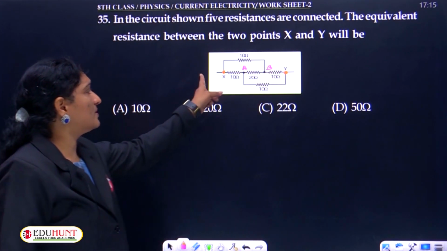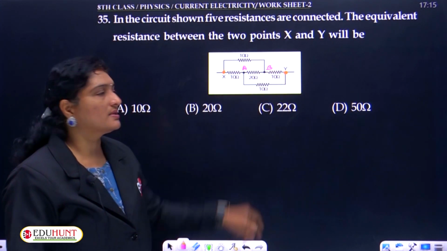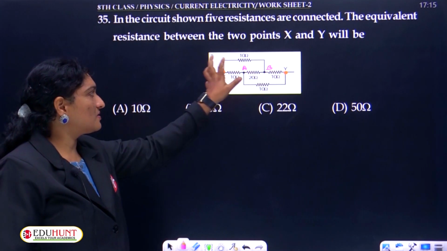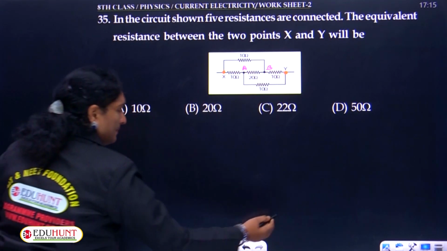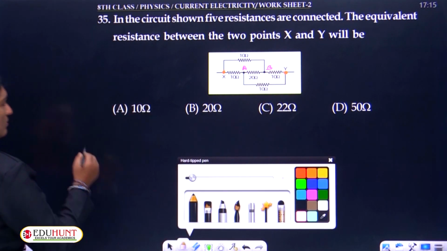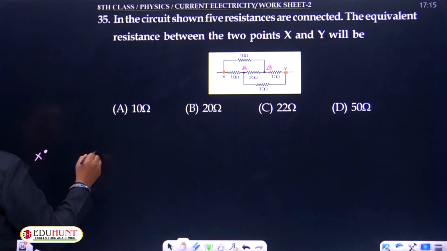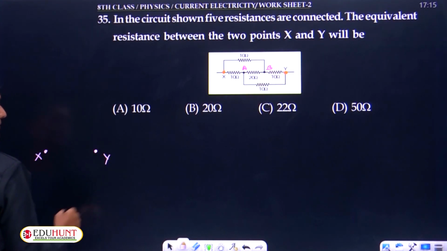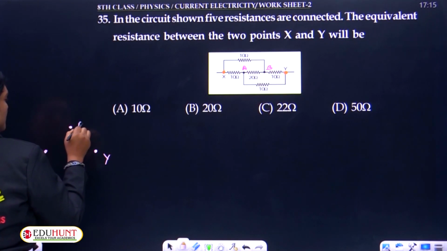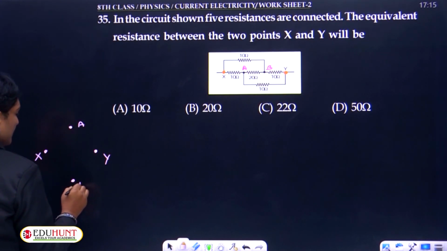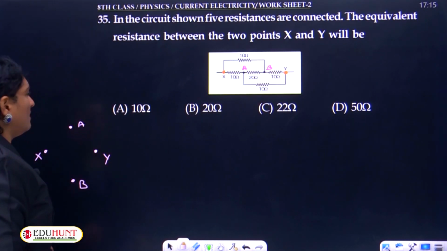Now we can observe 4 different junctions, and across the 4 different junctions, 5 resistors are connected. So, let us try to draw the simplified circuit diagram for the given picture. It somehow looks like this. Let us fix the 2 points, one is X and the other is Y. What are the rest of the points? A and B. 2 more junctions are also observed, one is A and the other is B. Now, let us draw the circuit diagram once again.